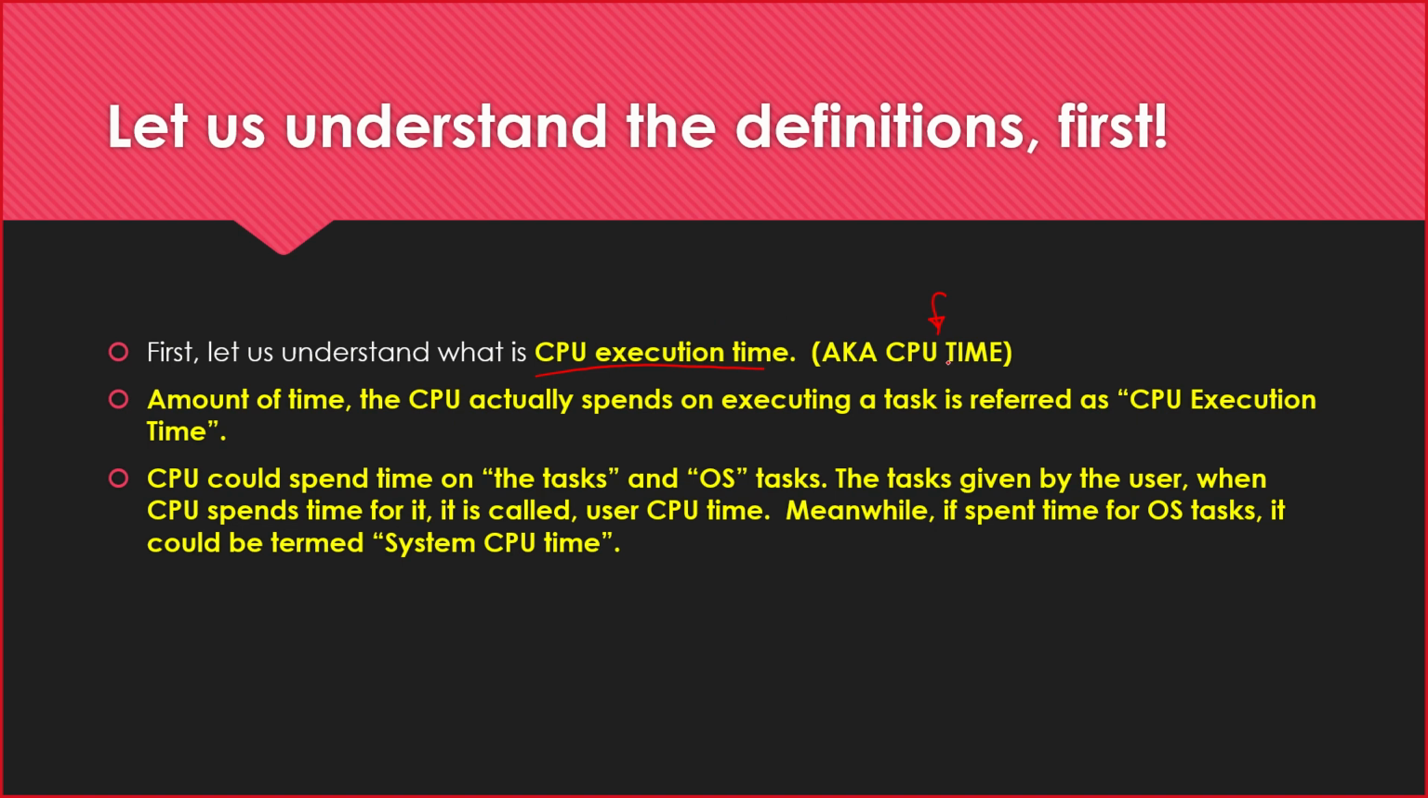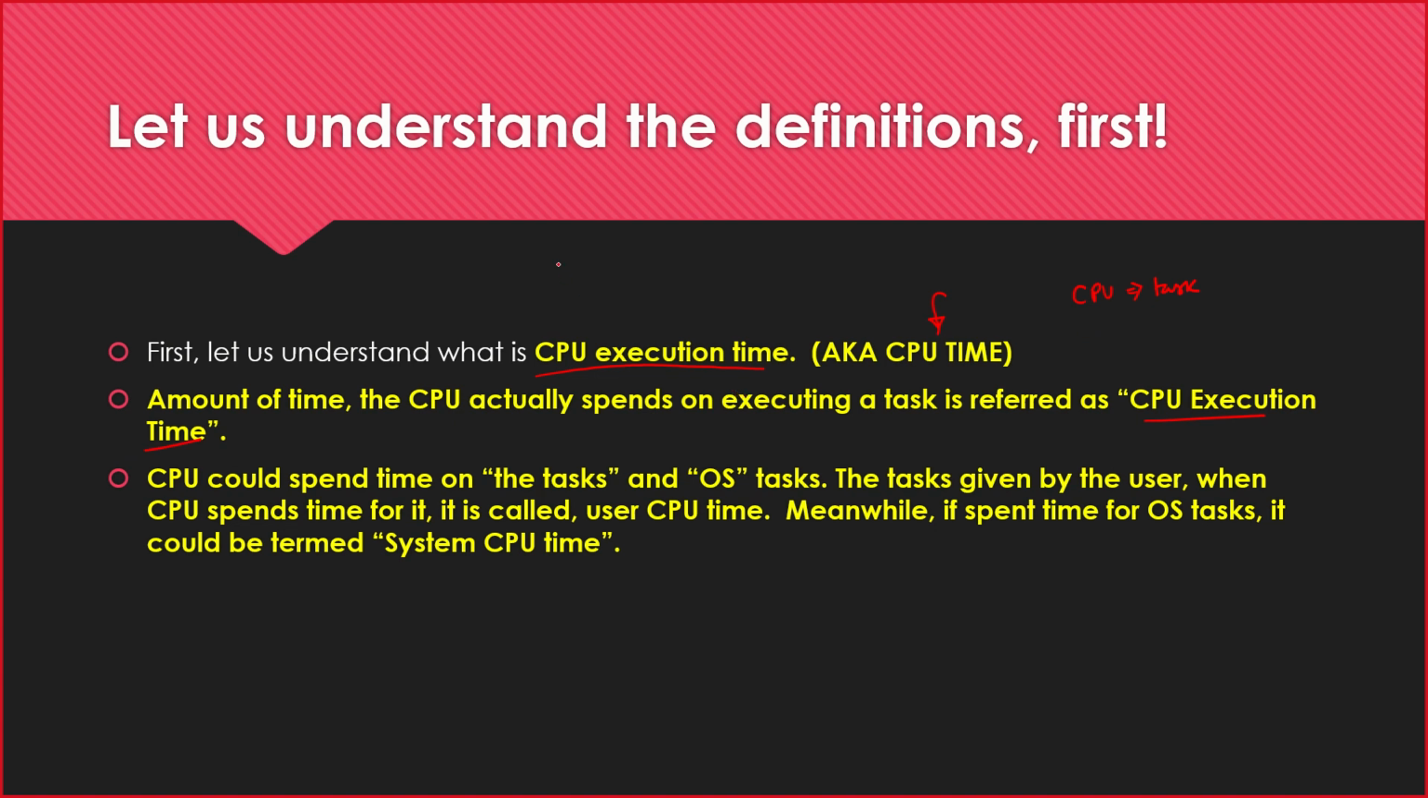Now, what is it? Very simple. The amount of time the CPU spends towards completing a task is called the CPU execution time. The amount of time the CPU spends on a particular task is called CPU execution time. Remember it, it's a very important definition. What is CPU execution time?